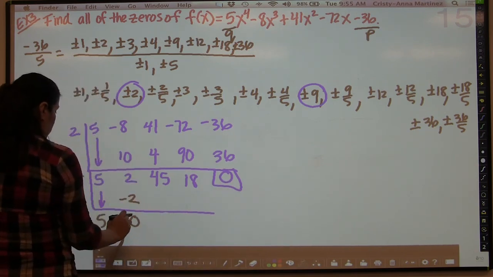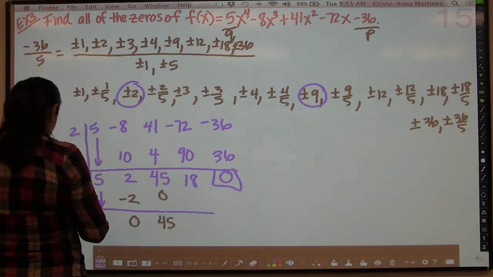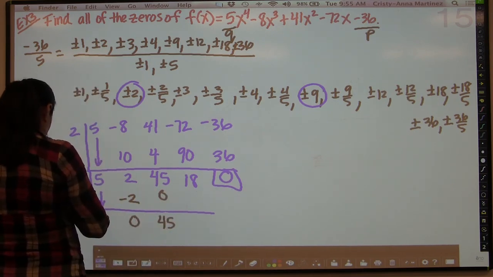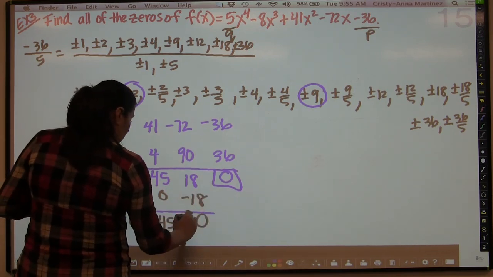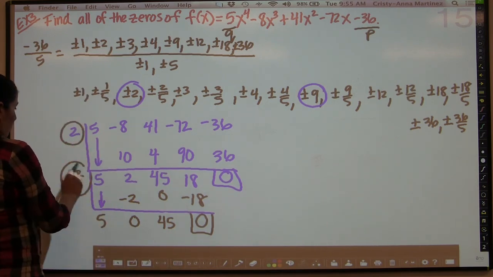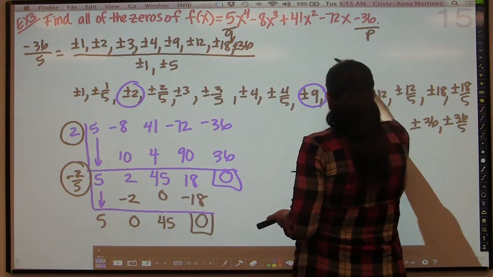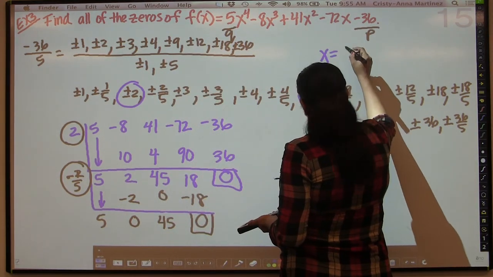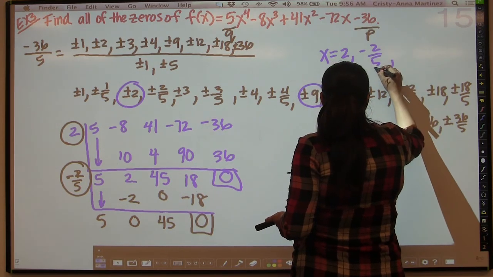That's going to give us 0. 0 times anything is 0. That's going to be 45. And 45 times negative 2/5 is, yay, negative 18. So finally, we get that positive 2 and negative 2/5 both work. So those are 2 of our zeros. So when I list my answer, I will say x equals 2, negative 2/5, and I need 2 more.